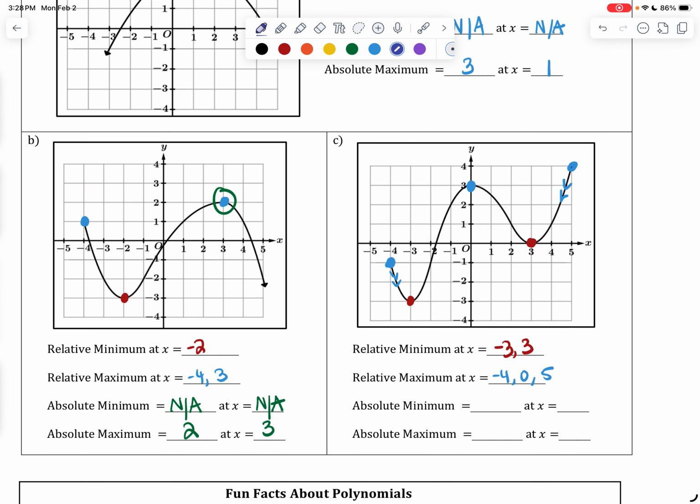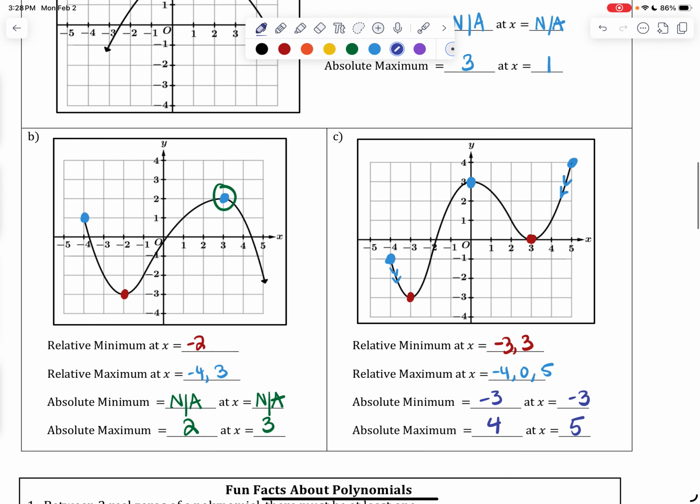So our absolute minimum value is -3, and it occurs at x equals -3, and our absolute maximum value is an endpoint in this case. The value is 4, and it occurs at x equals 5.